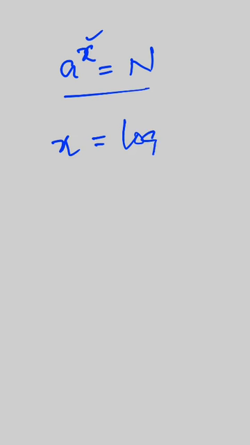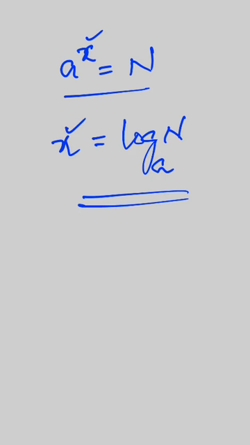The same thing, if we take an expression like a power x is equal to n, where a and n are any real numbers, then a power x equals n. This is the exponential form. Then what is the logarithmic form? In logarithmic form, how can we write it? That means to find this x value, x is equal to log n base a. This is the logarithmic form. By this we can find this x value.